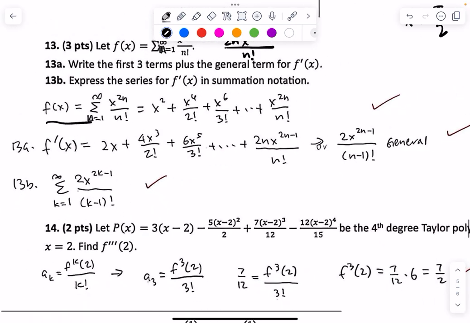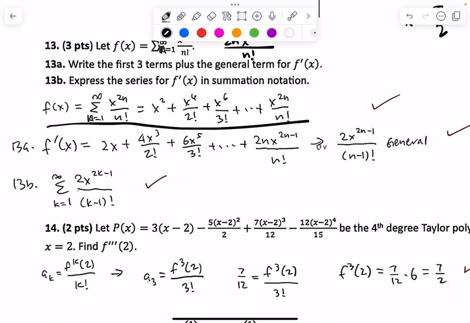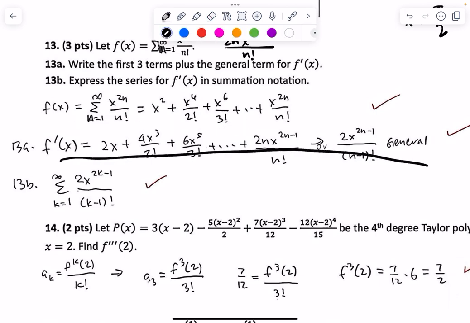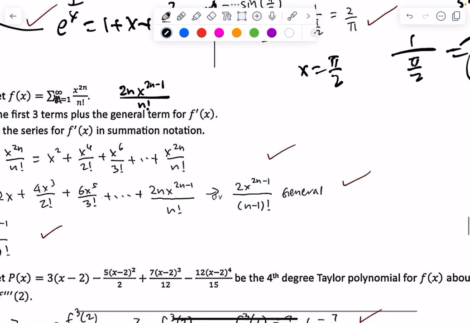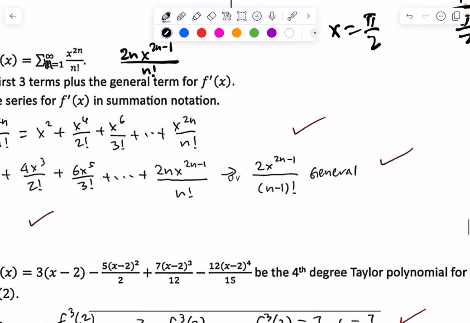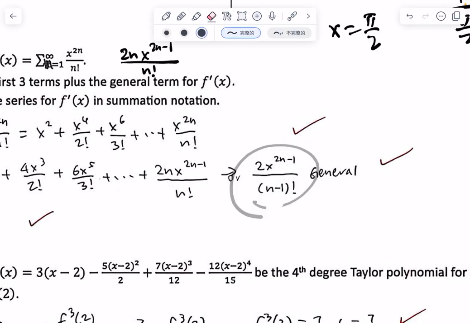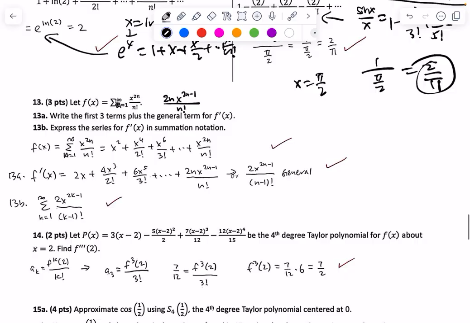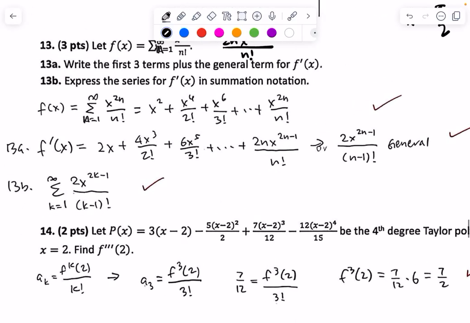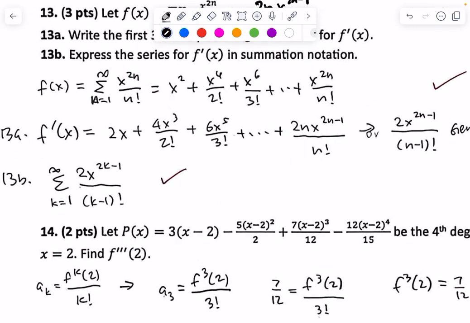Right, I just copied this for simplicity, and then you can take the derivative, and then you would get 2n times x^(2n-1) over n factorial, and then n and n factorial kind of cancel, leaving us with this. So expressed in summation notation, you just take the sum, and then you plug in the appropriate limits from 1 to infinity.